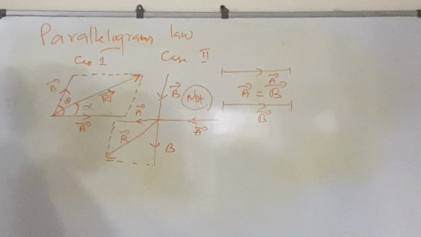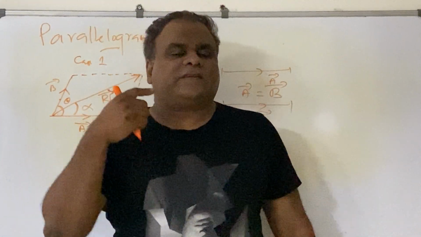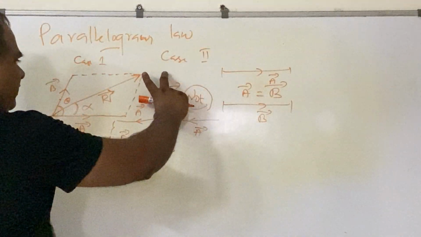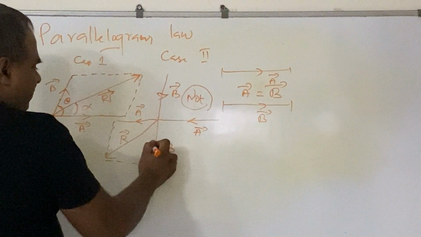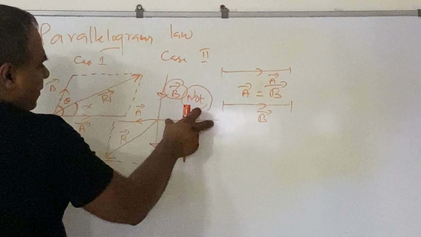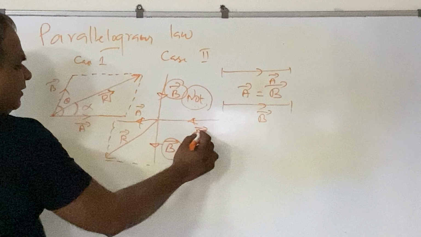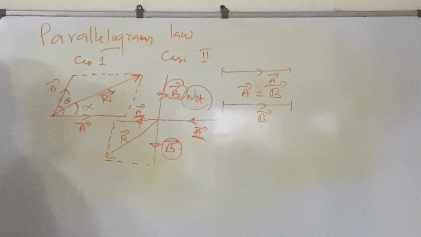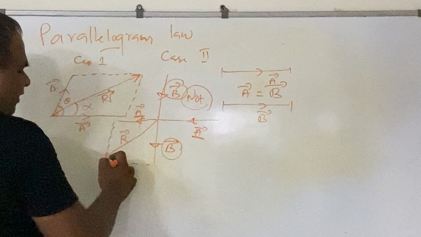You understood? It's simple. See, equality of vectors tells that if two vectors are equal, they must have the same magnitude and same direction. See, here same magnitude, same direction. So this is vector B means this is also vector B. Same magnitude, same direction, then this is vector A means this is also vector A. Understood? Then after that you will construct the parallelogram.